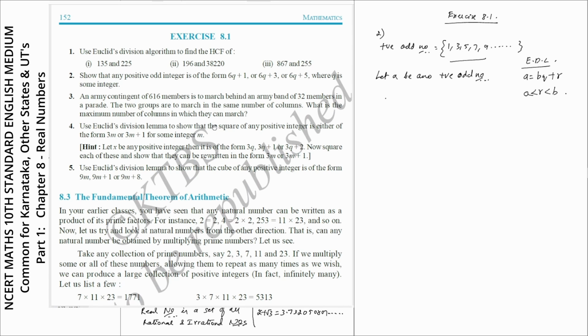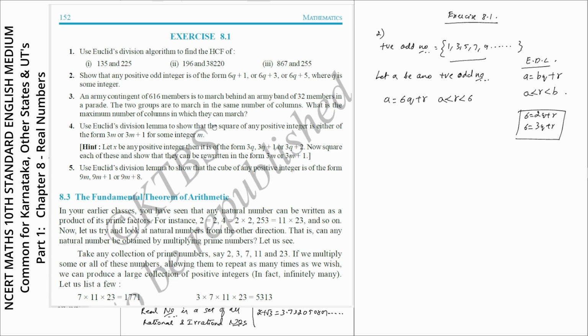Therefore I can write a is equal to 6q plus r. So you may be wondering why I am taking 6 only, 6q plus r. Why can't I take 2q plus r? Why can't I take 3q plus r? Yes, I can take, but for this problem I'll take 6q plus r only. Why I am taking, when I get the answer, you will come to know. And r can vary between 0 and 6.